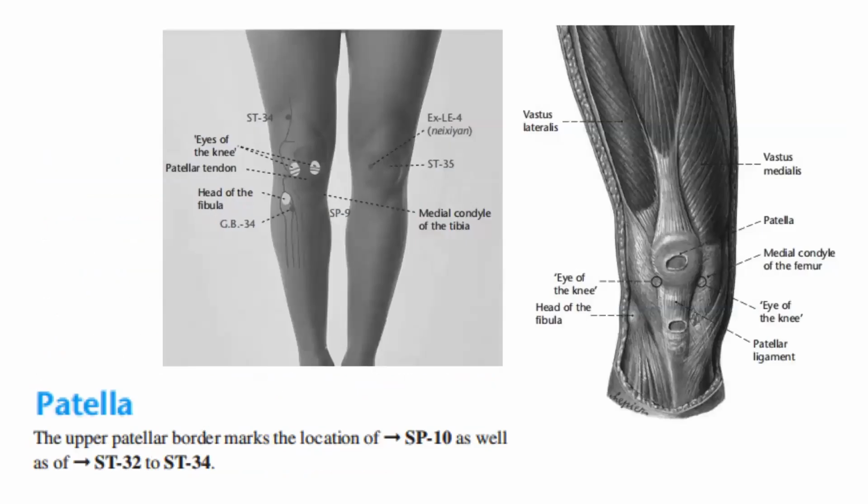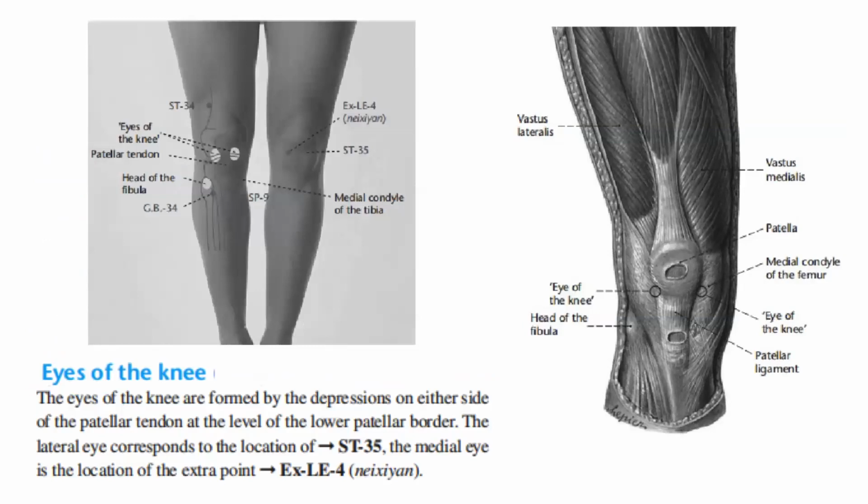The upper patellar border marks the location of spleen 10 as well as of stomach 32 to stomach 34. The eyes of the knee are formed by the depressions on either side of the patellar tendon at the level of the lower patellar border. The lateral eye corresponds to the location of stomach 35. The medial eye is the location of the extra point X LE4.